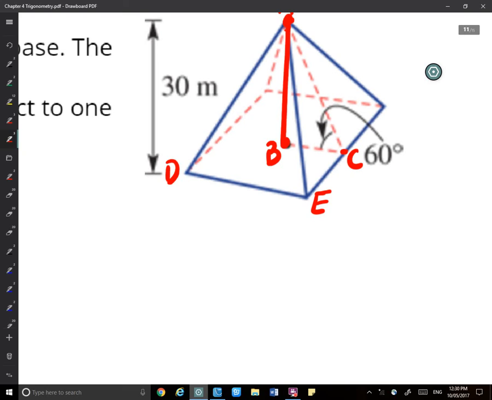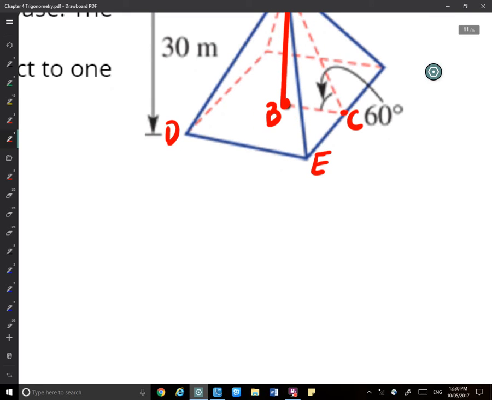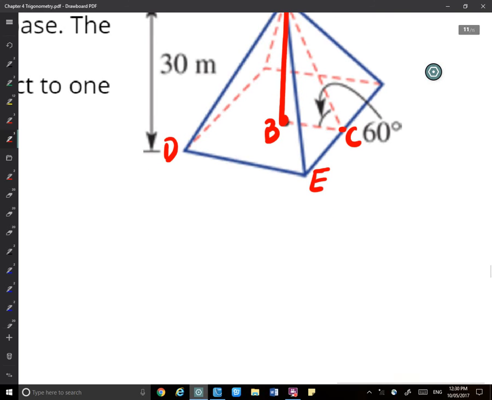BC is half of that. It's from the center to the side, so it's half of that. Okay, so BC is half of DE. So if I can know the length of BC, I can know the perimeter of the base. And let's draw this down here.